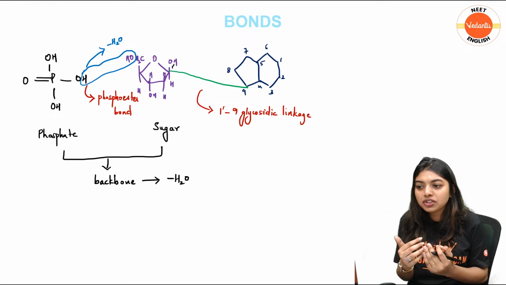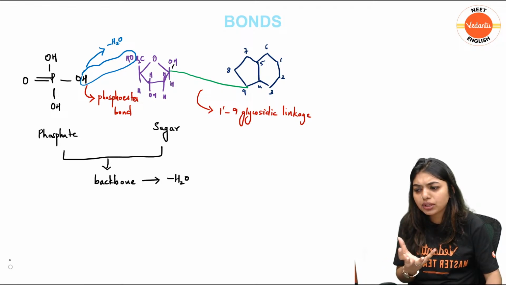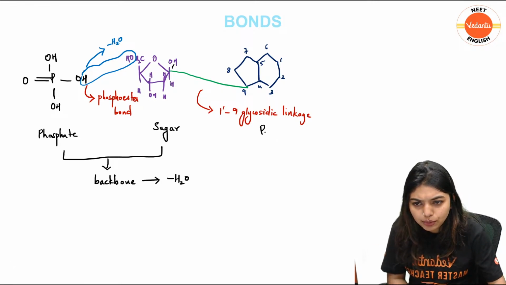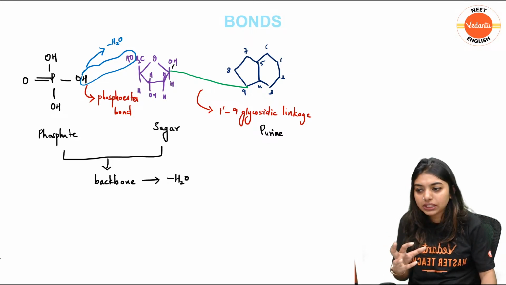So let's do a quick revision. A phosphate is there, a sugar is there, a purine is there. Now I've taken a purine, it could be a pyrimidine also. Now imagine they have to bind with each other, right?